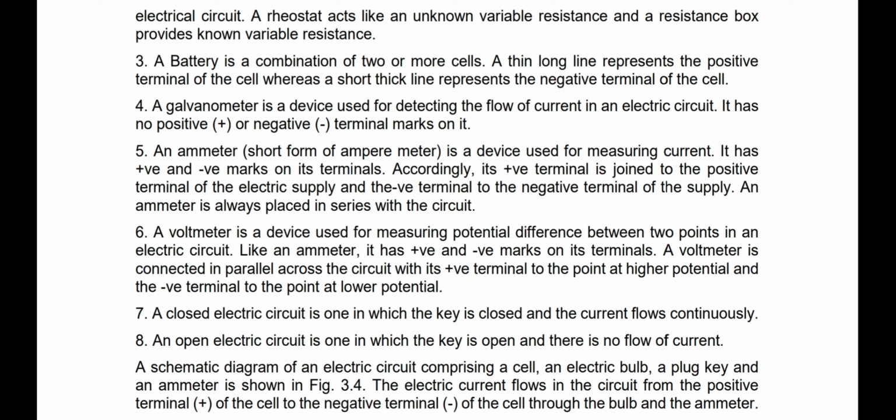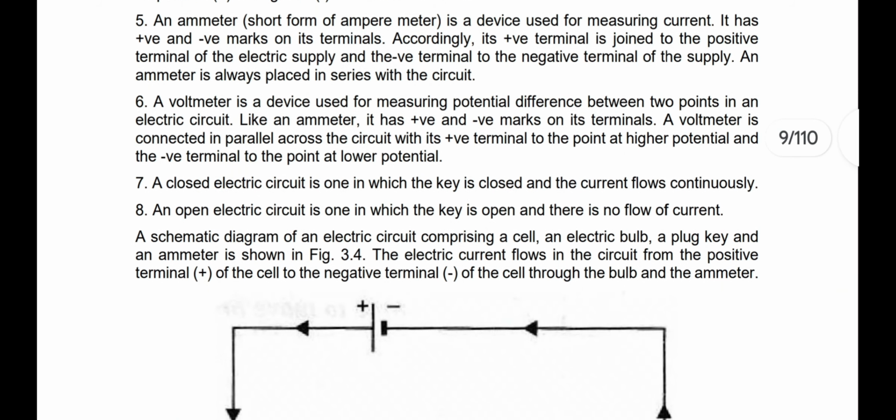Further, there was a device known as an ammeter, a short form of ampere meter. As the name indicates, this device is going to measure electric current. It has positive and negative marks on its terminals, and according to that, the positive should be connected to the positive of the battery and the negative should be connected to the negative of the battery. For the same reason, an ammeter is always connected in series with the circuit.